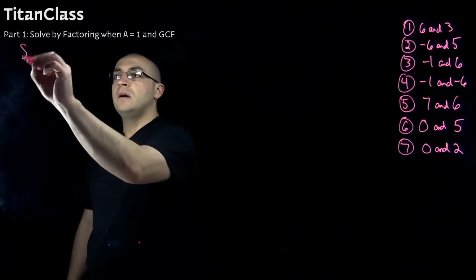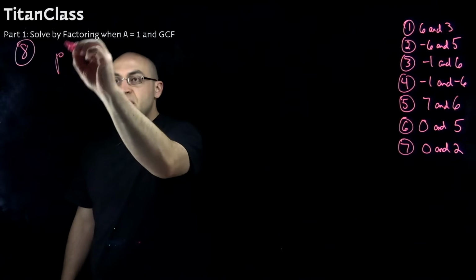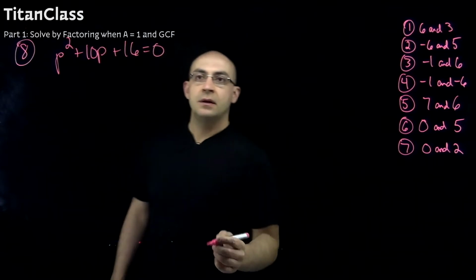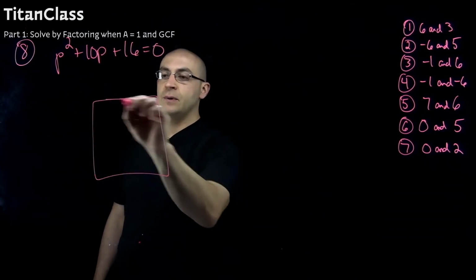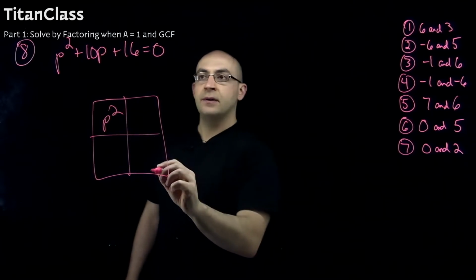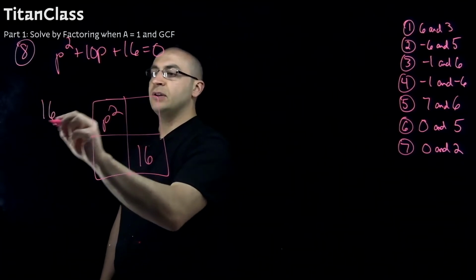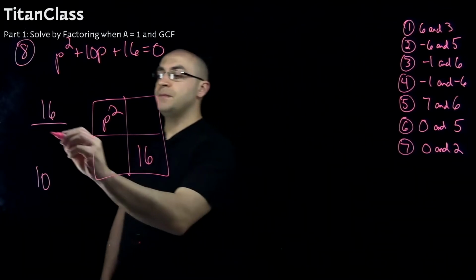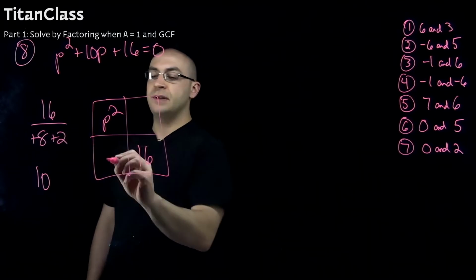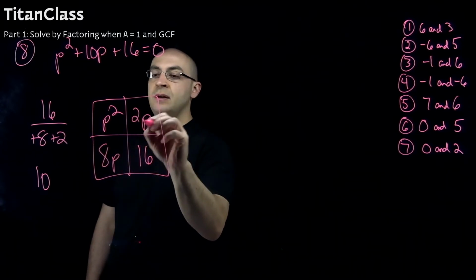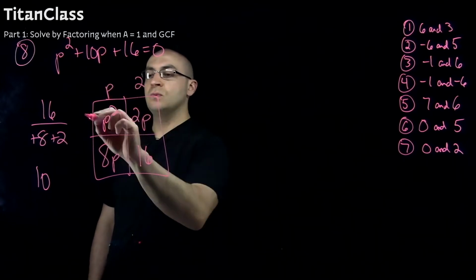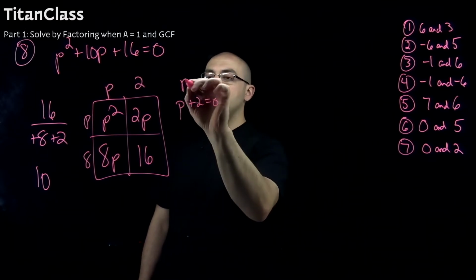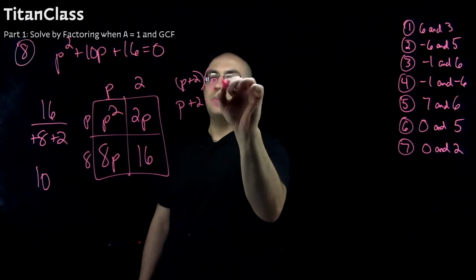Number 8, p squared plus 10p plus 16 equals 0. Okay, so back to our a equals 1, we'll area model it all the way, where we have a p squared and a 16, and I'm looking for factors of 16 that I could add to 10: 8 and 2. Because 8 times 2 is 16, so we'll both have positives here. And then I get an 8p and a 2p, where p and 2, and p and 8 come out. So then I have p plus 2 as a factor, with p plus 8 as a factor.